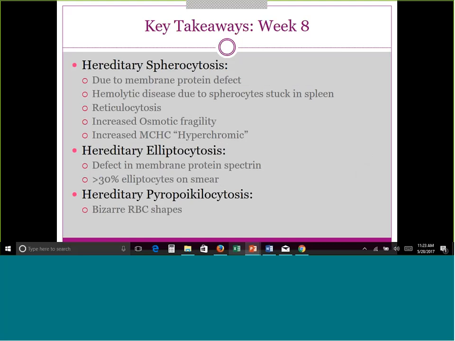This is due to a membrane skeletal protein defect. As a result, the lipids are unsupported because the skeletal proteins are defective. And so the membrane will just peel away, and then the cell again reseals itself, loses some of the membrane, but still has the volume inside, making a spherocyte. Again, it is an extravascular hemolytic disease because they get stuck in the spleen and burst.